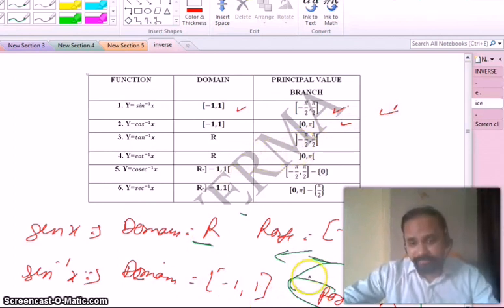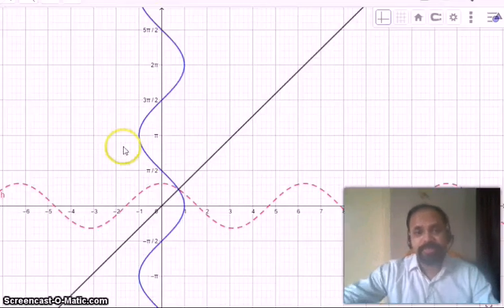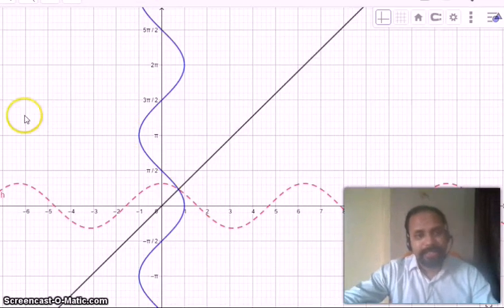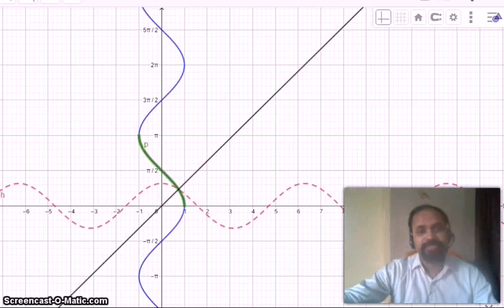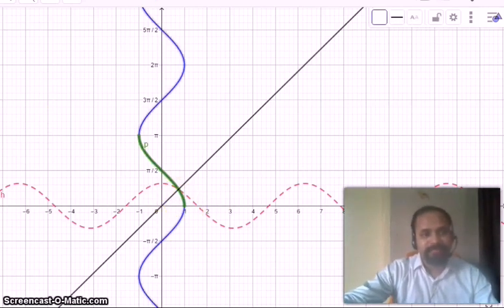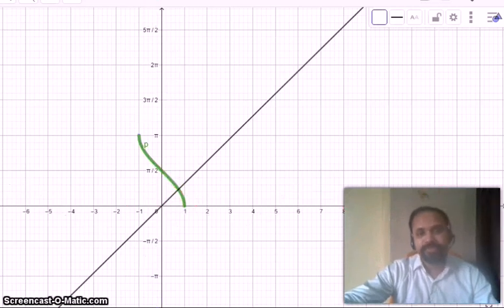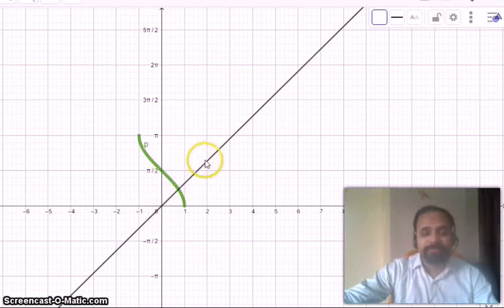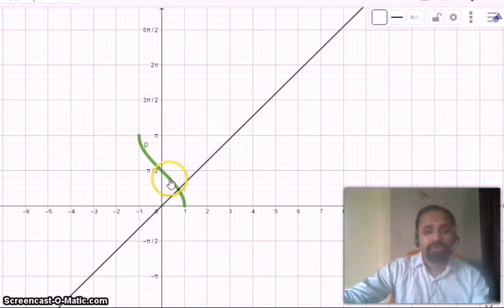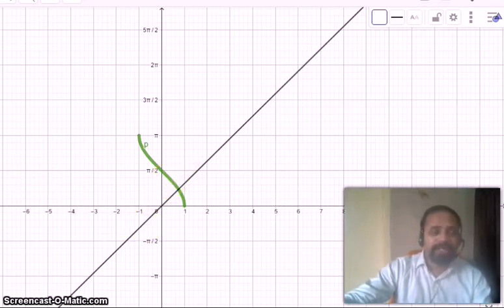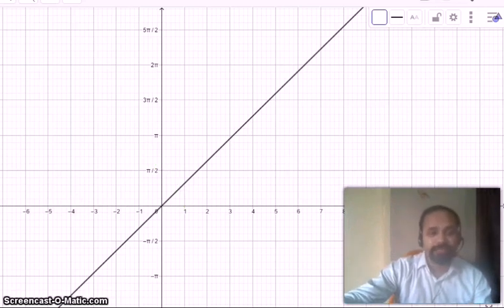Let's see in the graph. Then the graph of cos inverse x will be this one. That is, the green line represents the graph of cos inverse x. If we remove these graphs, this represents the graph of cos inverse x, and 0 to pi is the principal branch value. In this restricted interval, this function is one-one onto or invertible. In the same way, we can define the domain and range of each and every trigonometric function and inverse trigonometric function.